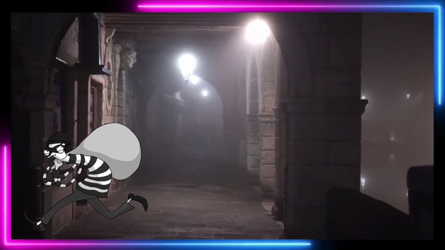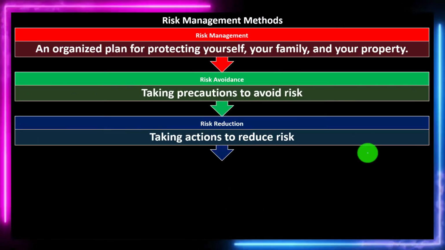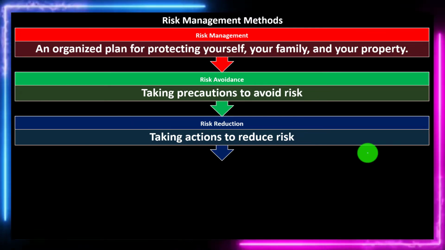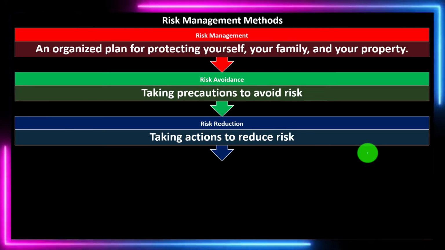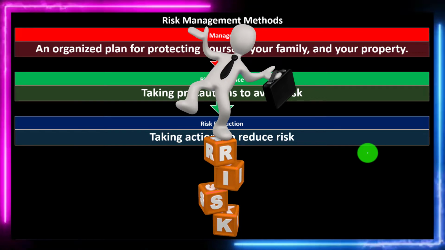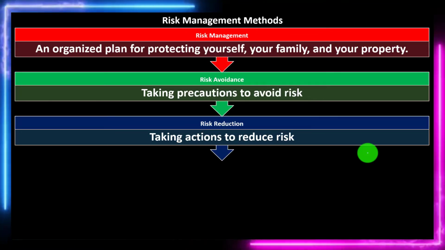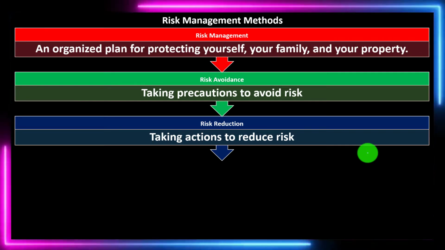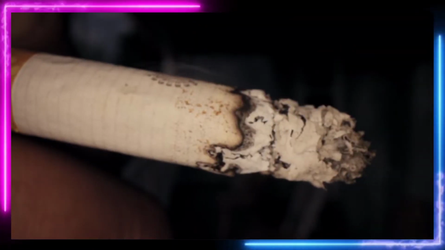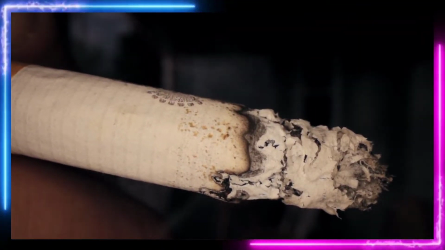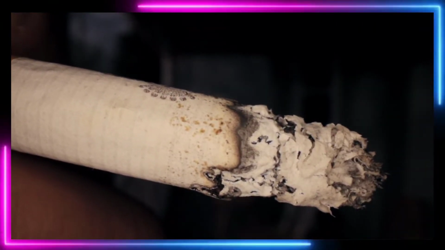Risk reduction, taking actions to reduce risk. This is another thing that we might do that wouldn't be related to insurance per se. These are other acts that we would do to reduce the risk. For example, with a health condition, we might try to do things that would be more healthy. We might try to avoid smoking, eat better, and so on and so forth, to reduce the likelihood of having medical problems.